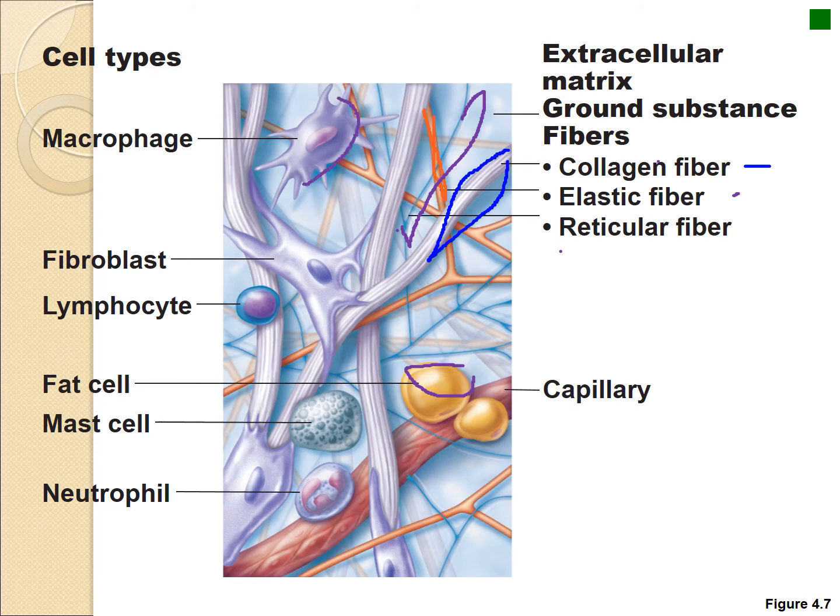White blood cells are commonly found in connective tissue. So that's a lymphocyte. That's a macrophage and a mast cell. These are all neutrophils. This is all the major categories of white blood cells.